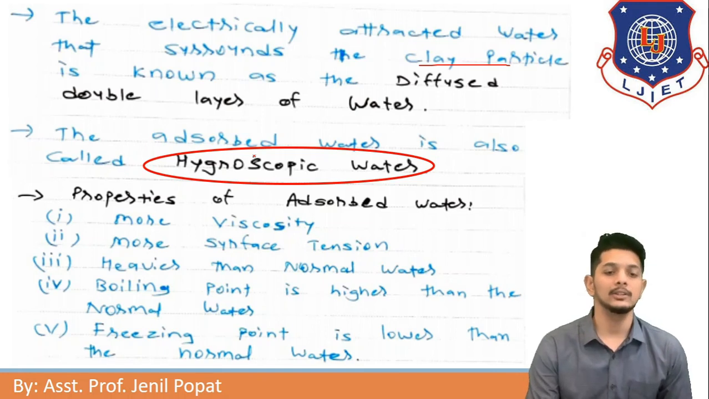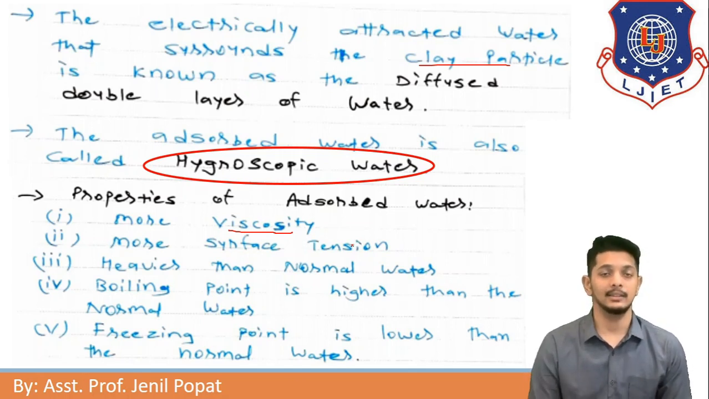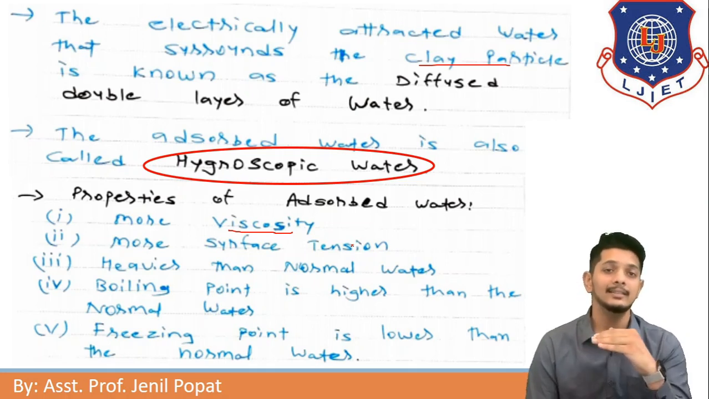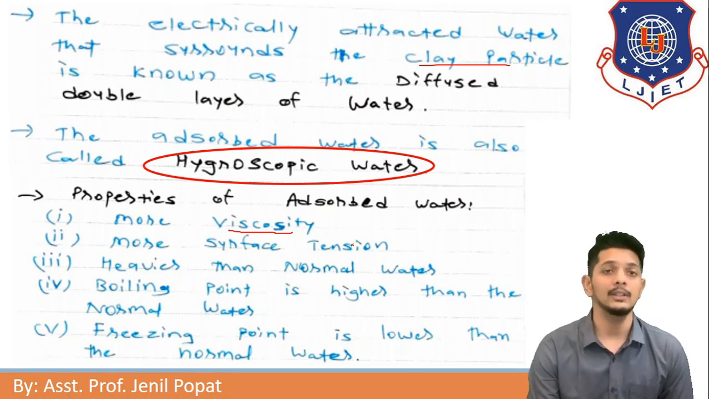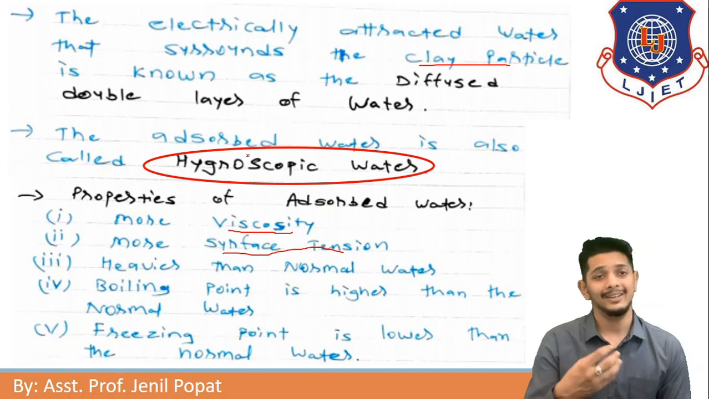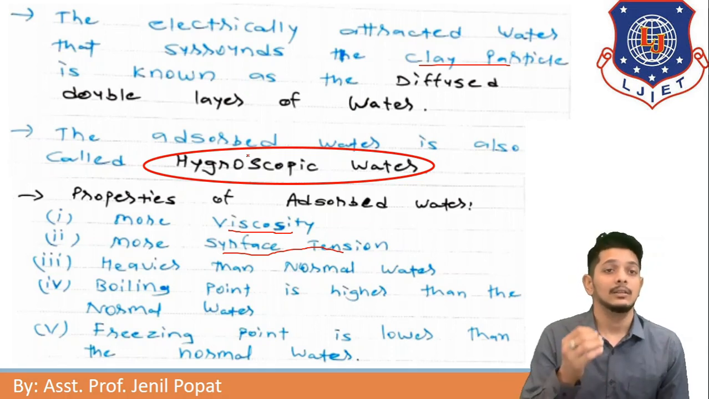Let us understand the properties of adsorbed water. It has more viscosity. Now what is viscosity? Viscosity is resistance to flow. Whenever a fluid is trying to flow and it is resisted by something, that resistive force or resistive property is known as viscosity. It has more surface tension. What is surface tension? Whenever a fluid is trying to flow over some surface, the forces of attraction attract the molecules and they create a force, that is surface tension.